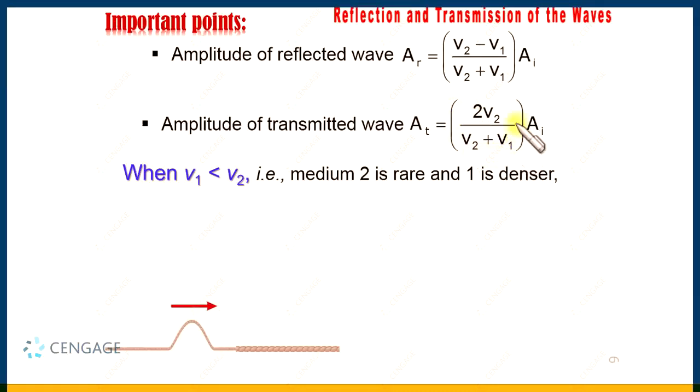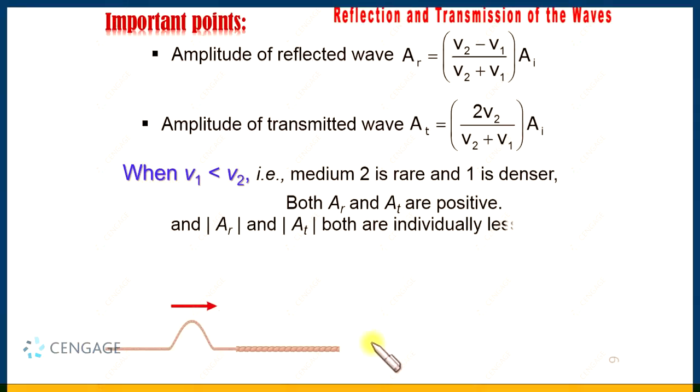And here there will be no change in the sign because all are having positive values, but the magnitude of the transmitted wave is also less than the magnitude of the incident wave, right? So now we can make the pattern of the wave. It will be like this. It will start traveling in the negative x direction, but the direction of the oscillation will not change, like this. Okay, so this is the pattern of the reflection at the boundary.